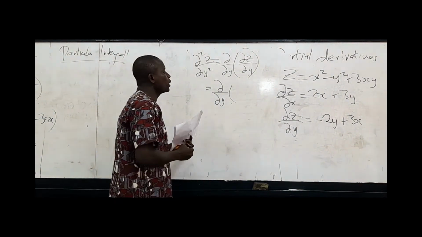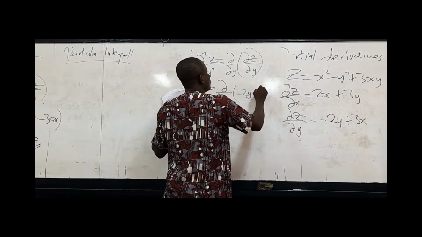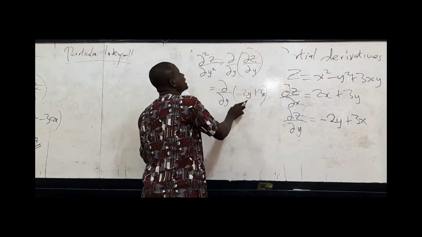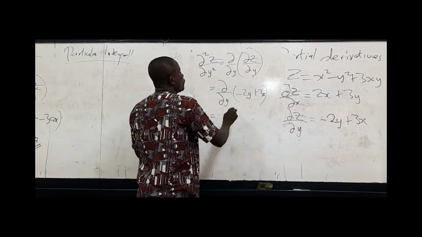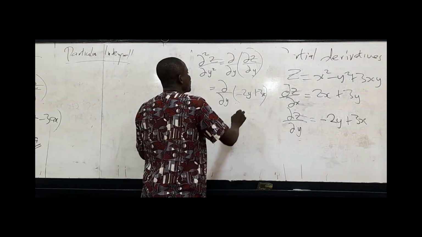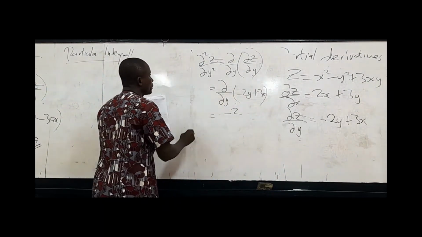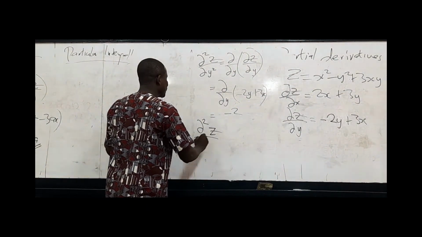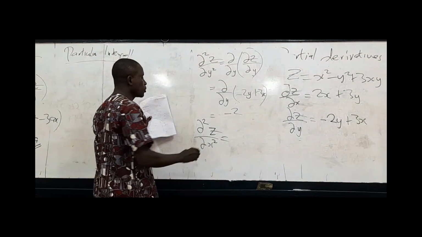But we know the z, the y to be negative 2y plus 3x. Now this y here is telling you that you have to differentiate where there is y. So it becomes what? If you differentiate here, remember here is 1, it becomes negative 2. Okay? And then the x squared is going to be what?